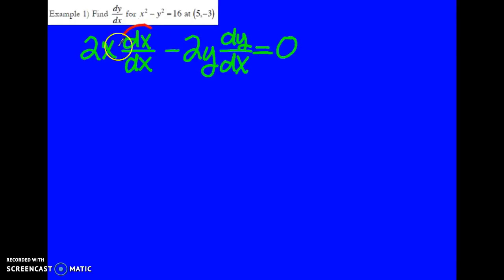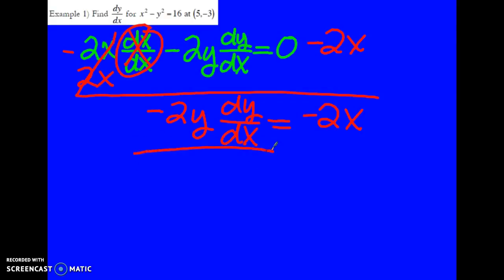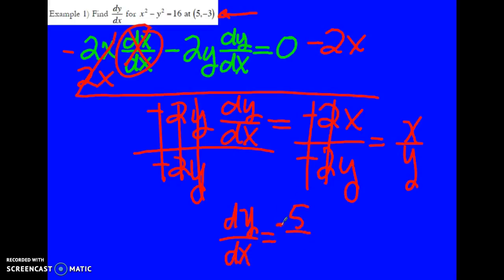equals 0. This portion right here you'll never have to write again because it equals 1. If you feel more comfortable putting it down, go ahead. Otherwise, just leave it out. And do the same thing. We're going to put all the dy dx terms on one side, and then finish the problem. Okay, divide by negative 2y. And we got x over y, plugging in the numbers. You're left with 5 over 3. Doesn't matter where the negative goes, top, bottom, middle, doesn't matter.